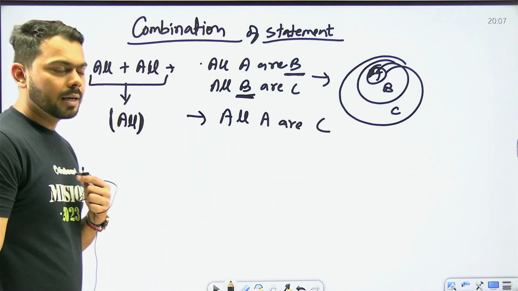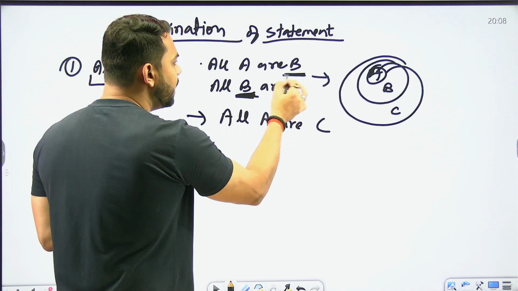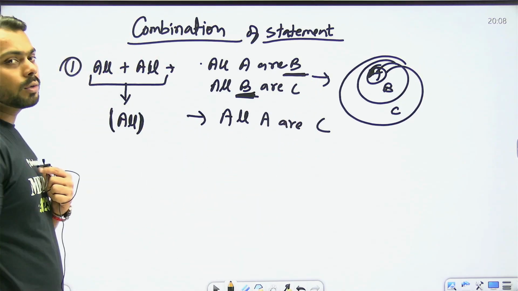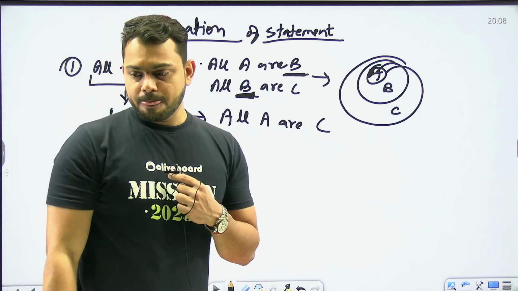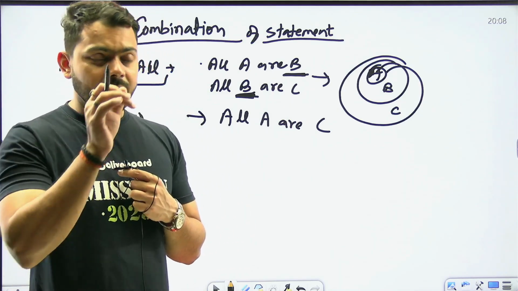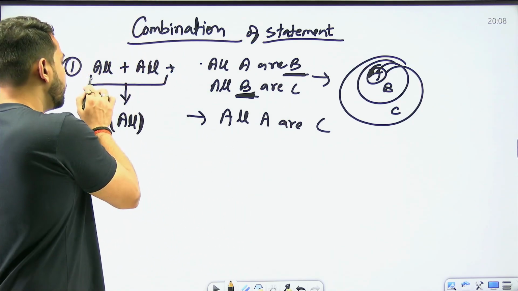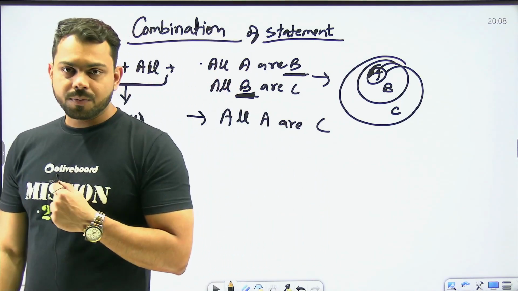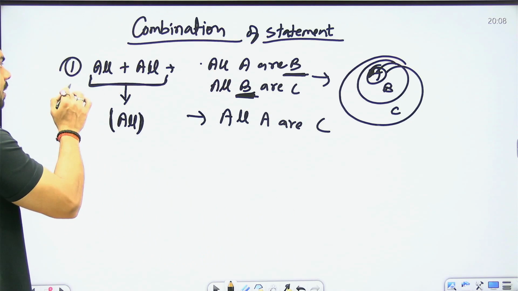All A are C. These two must be the same. If they are different, then we cannot make a conclusion out of these two pairs of statements. Right? It should be given in this format.